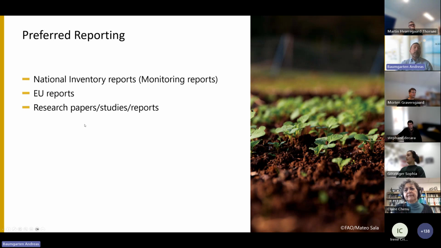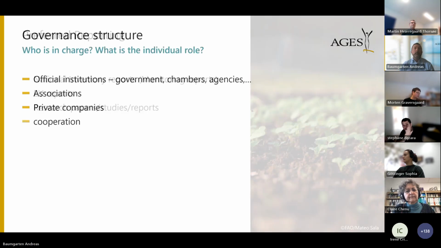And also a possibility could, of course, be research papers or studies or reports, but this is more or less a voluntary thing, and you should consider in your local situation if this means of reporting could also be an additional possibility to tackle these problems.